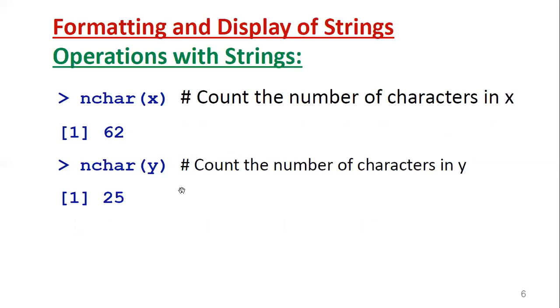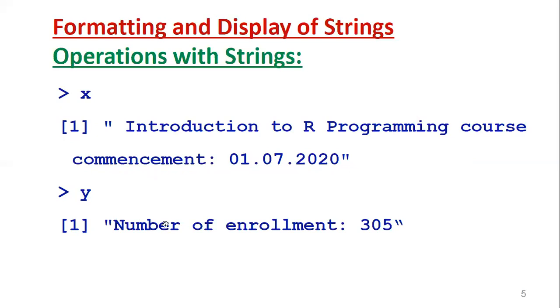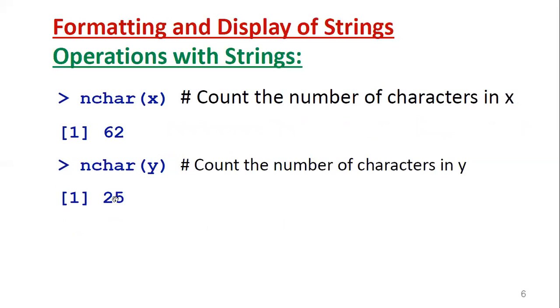Similarly, nchar of Y. So in Y also, spaces, symbols, digits, whatever, each and everything will be counted. Then the count is 25. So like that, in any given string, whatever the value within the double quotes, it counts each and everything, then it displays the total numerical count value using nchar.